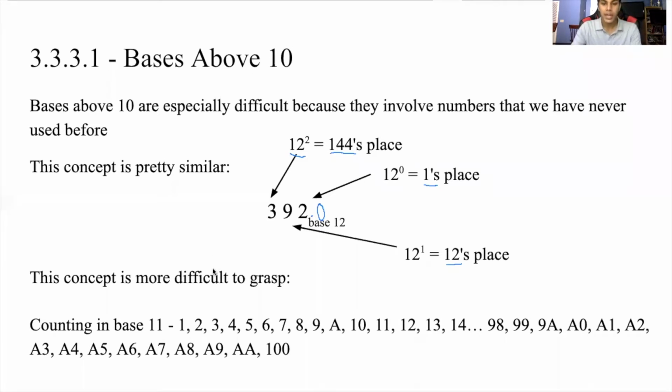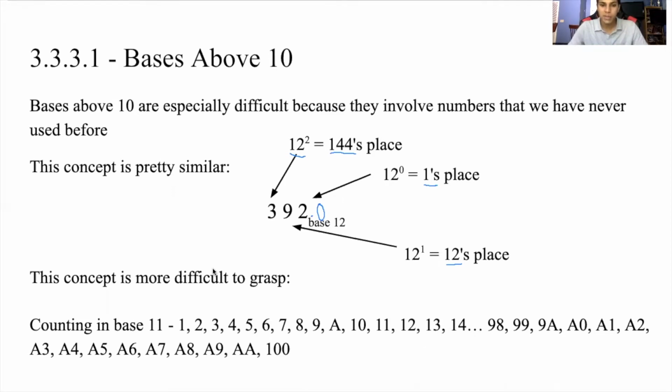So remember, in any base, the base number is equal to the amount of single-digit numbers there are in that base. So in base 10, we have 10 single-digit numbers, which are 0, 1, 2, 3, 4, 5, 6, 7, 8, and 9. That's 10 of them total. In base 5, for example, we would have 5 single-digit numbers, so we'd only have 0, 1, 2, 3, and 4. So in base 11, therefore, we should have 11 single-digit numbers.